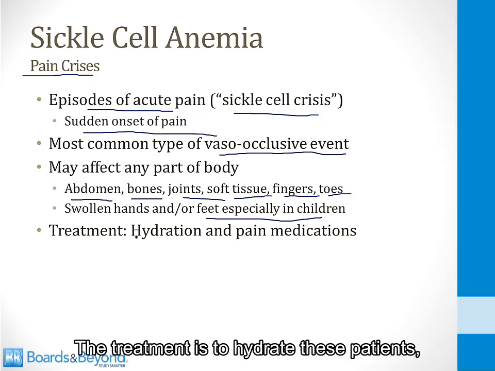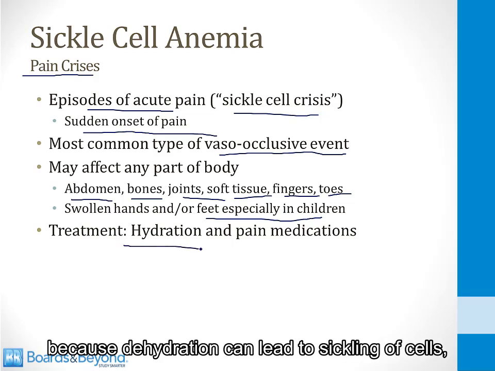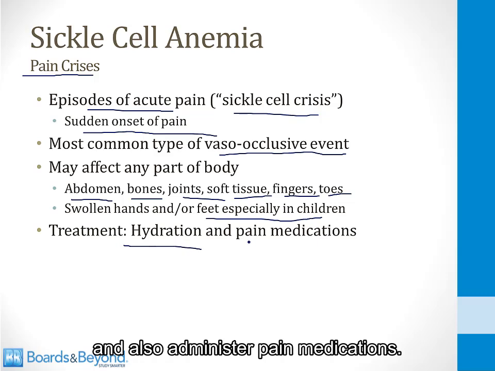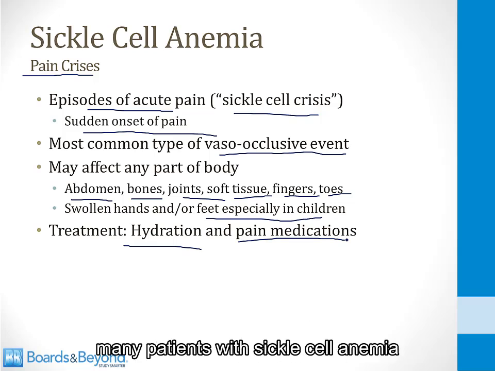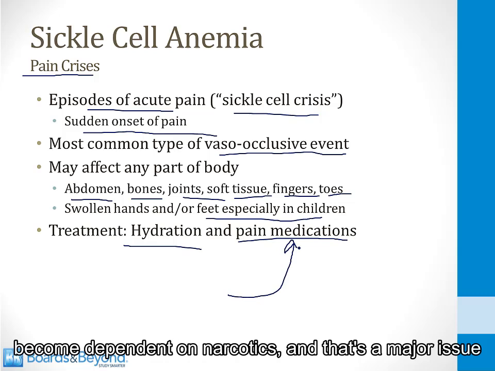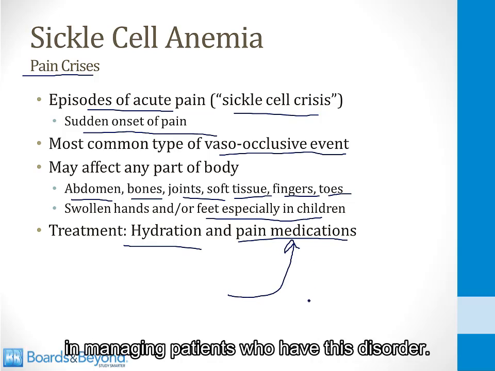The treatment is to hydrate these patients because dehydration can lead to sickling of cells, and also administer pain medications. And because of these recurrent episodes of pain, many patients with sickle cell anemia become dependent on narcotics, and that's a major issue in managing patients who have this disorder.